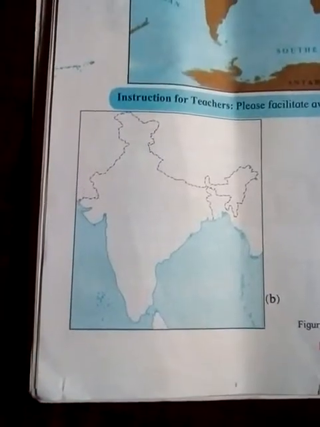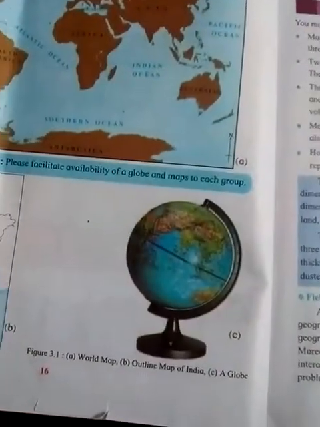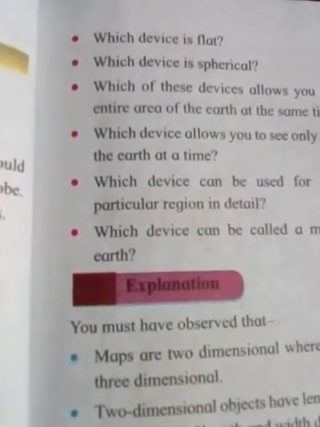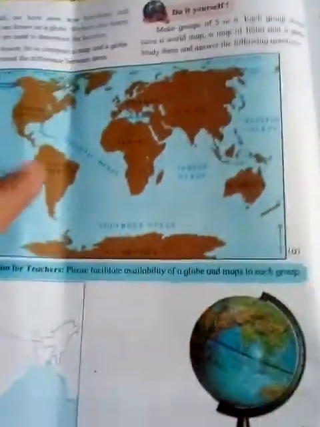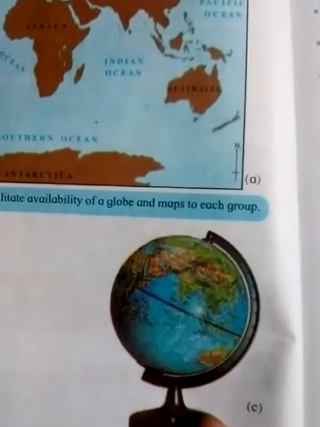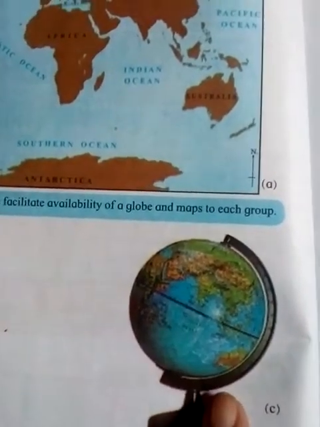This is the world map, this is our India's outline, and this is the globe. Which device is flat? That means in these three, which device is flat? The map is flat. Which device is spherical in shape? The globe is the spherical shape.